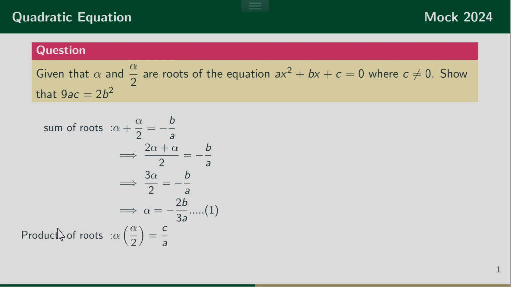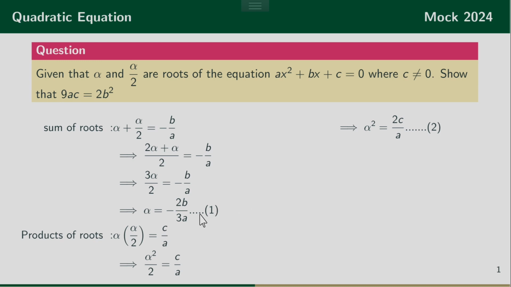Moving on, let me find the product of the roots. So if I take alpha and I multiply it with alpha divided by 2, I will obtain c divided by a. So doing the maths, alpha times alpha gives me alpha squared divided by 2 is equal to c divided by a. So at this point, I have to make alpha squared the subject by multiplying both sides by 2. Doing the multiplication, alpha squared will be equal to 2c divided by a.